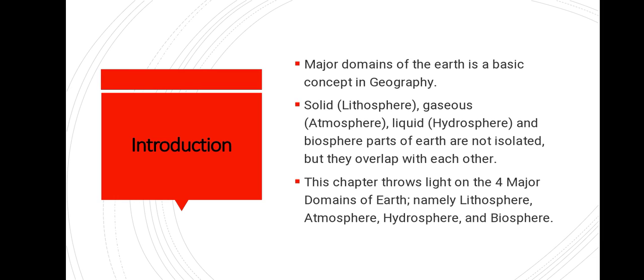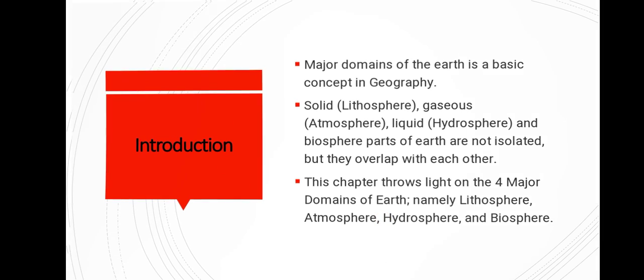In this chapter we will learn about four major domains of the earth, that is lithosphere, atmosphere, hydrosphere and biosphere. The four major domains of the earth. Lithosphere. What is lithosphere? The solid portion of the earth is known as lithosphere. Here you should know what is lithos, and here the lithos word means rock. The rocky layer or the solid layer of the earth's surface is known as lithosphere.